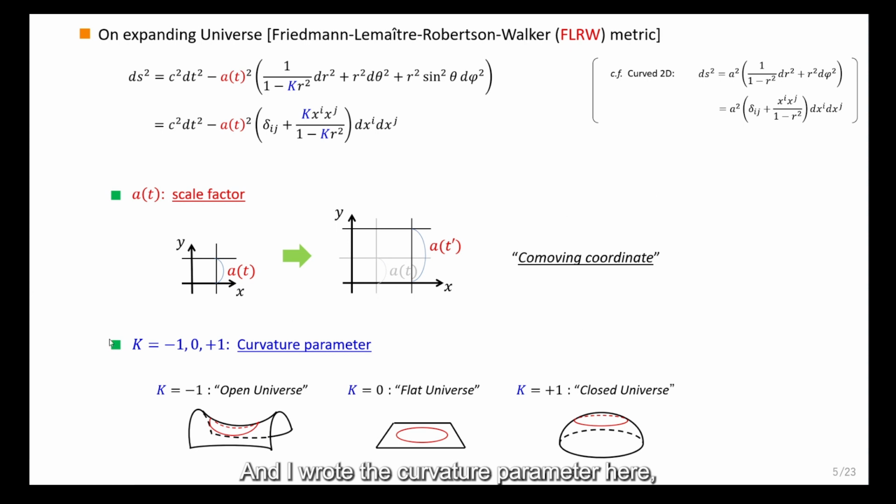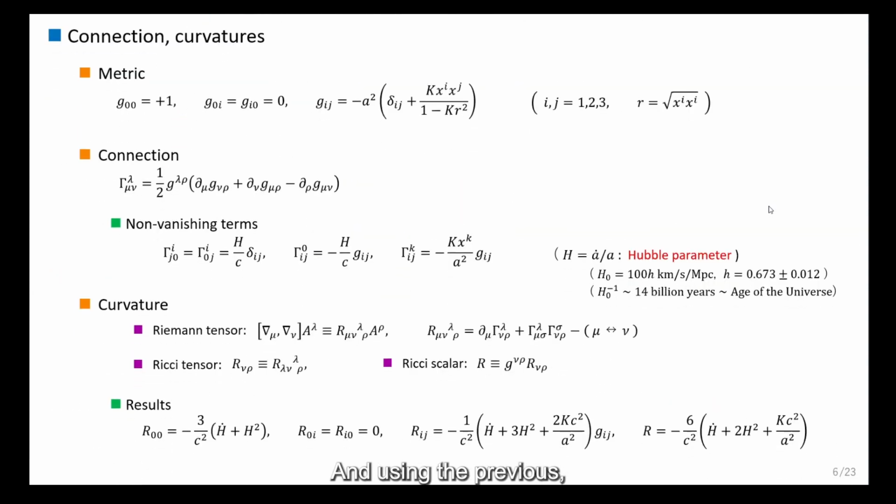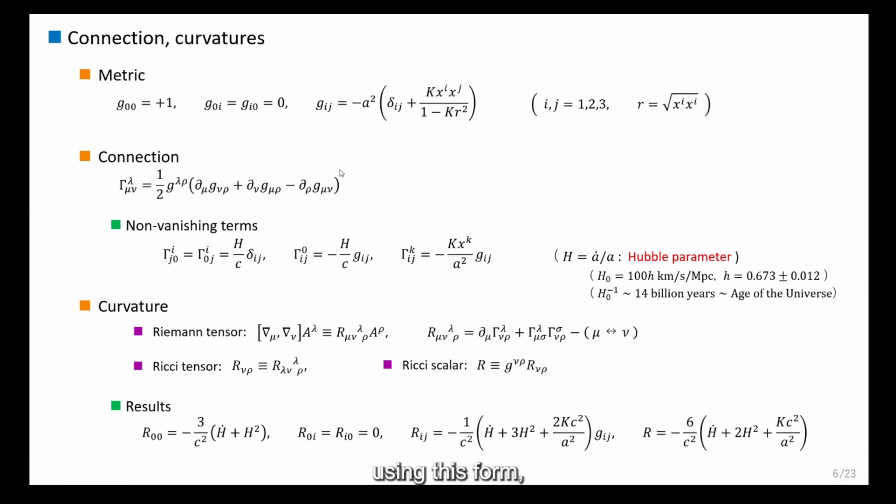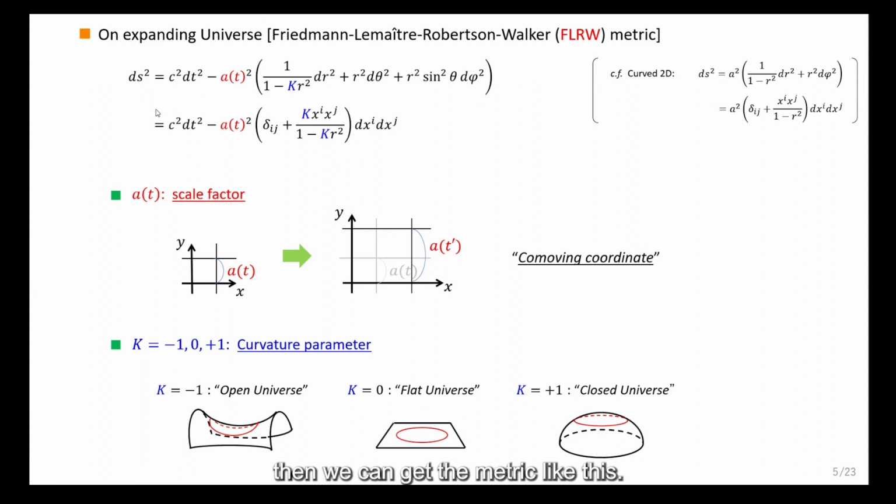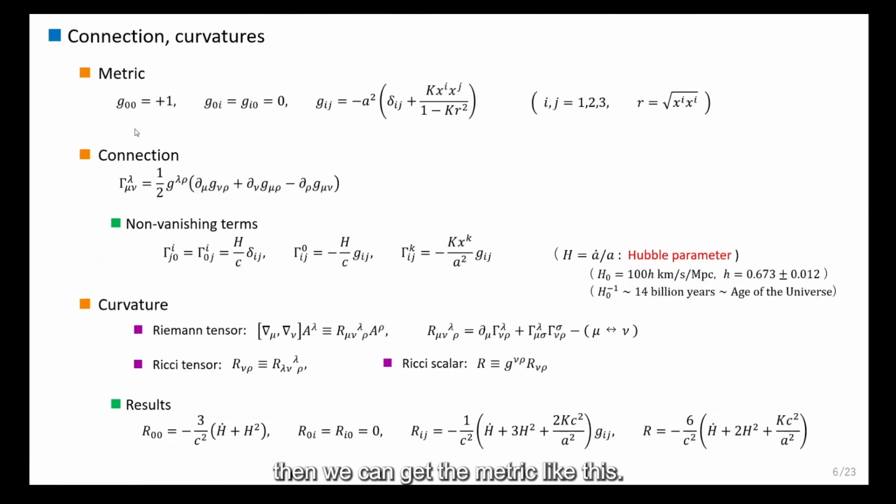And I wrote the curvature parameter here, but I explained it before, so I skip it here. Using this form, we can get a metric like this. The component 0,0 is just 1, and the off-diagonal part is 0, but this g_ij for Cartesian coordinates is given like this.